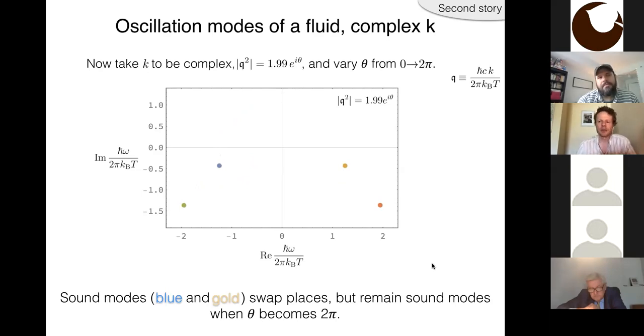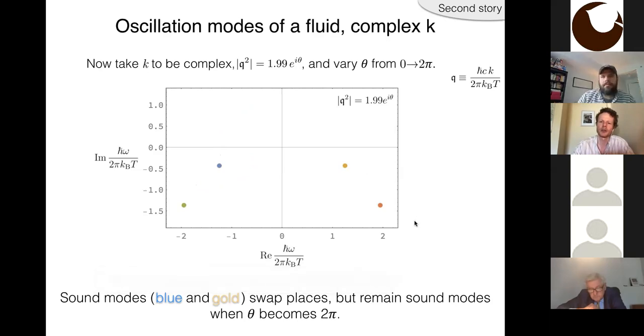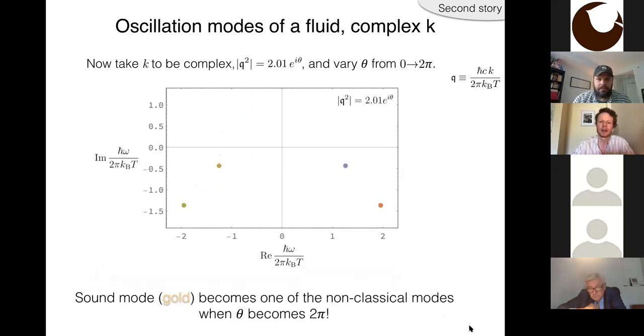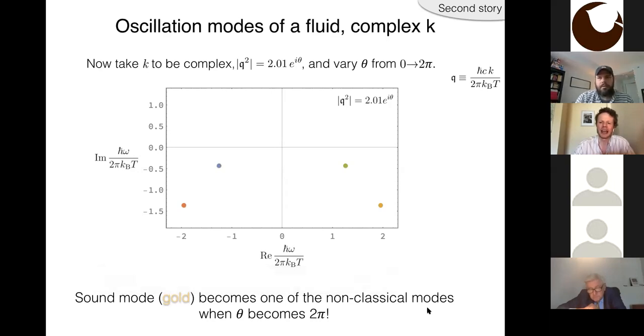Okay, there is some complex motion. So the blue and the gold, which are the sound waves, still remain sound waves. They still remain the modes that are closest to the origin. If you take the wave vector to 0, they will still approach the origin. So now my last movie will be not when my wave vector is equal to 1.99, but when it's equal to 2.01. And as the phase changes from 0 to 2 pi, so that's what happens. So see now this gold dot, which used to be a sound wave, becomes one of the non-classical modes. So it's not a sound wave anymore.